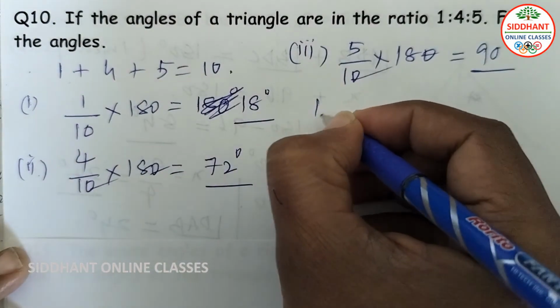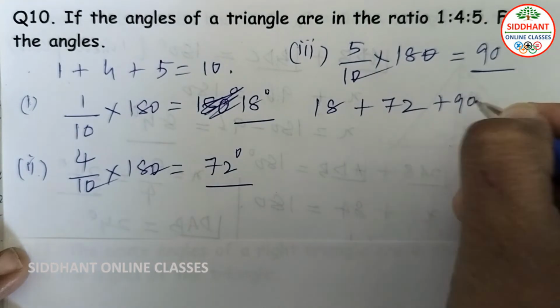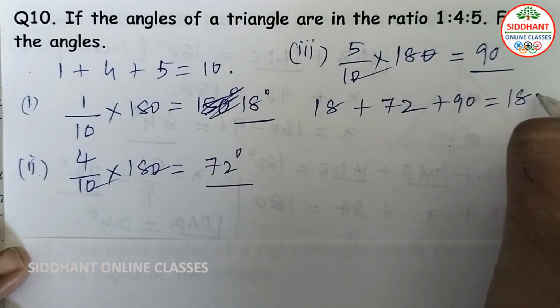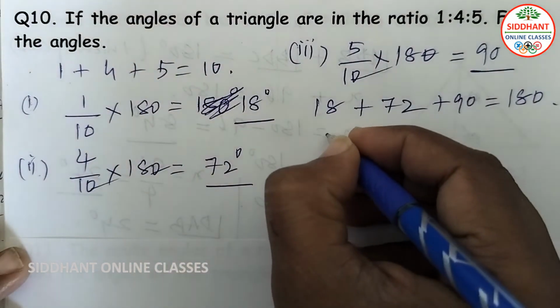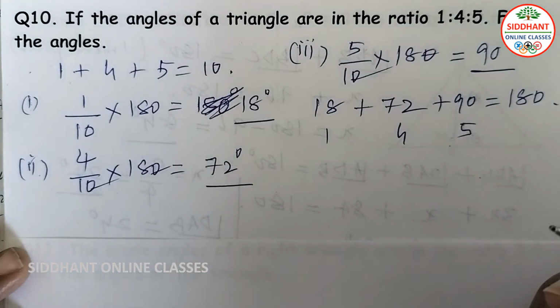So one angle is 18, the other angle is 72, the other angle is 90. So the total will be 180 degrees here. So these are in the ratio 1:4:5 here.